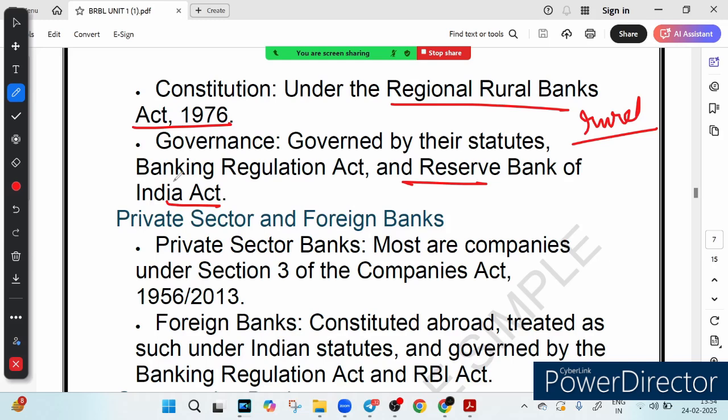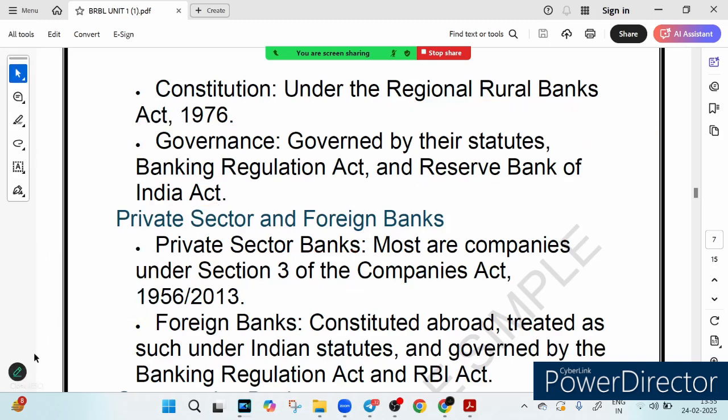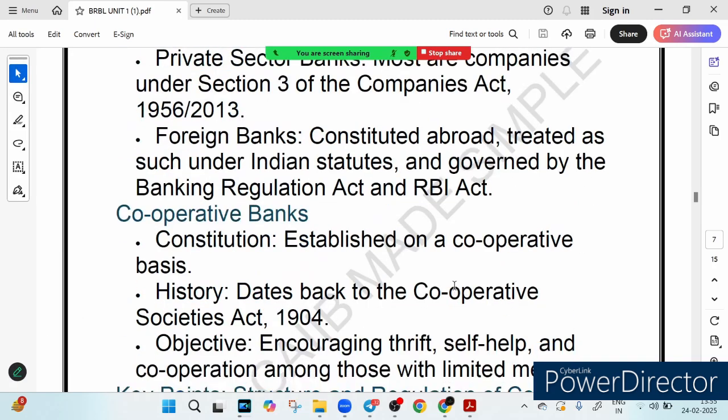Then let's talk about the private sector banks and foreign banks. Private sector banks are banks that are run by private owners or companies, and they are usually registered under the Companies Act. They are registered under Section 3 of the Companies Act, and these are banks run by a private owner or company. Then we have something called foreign banks.